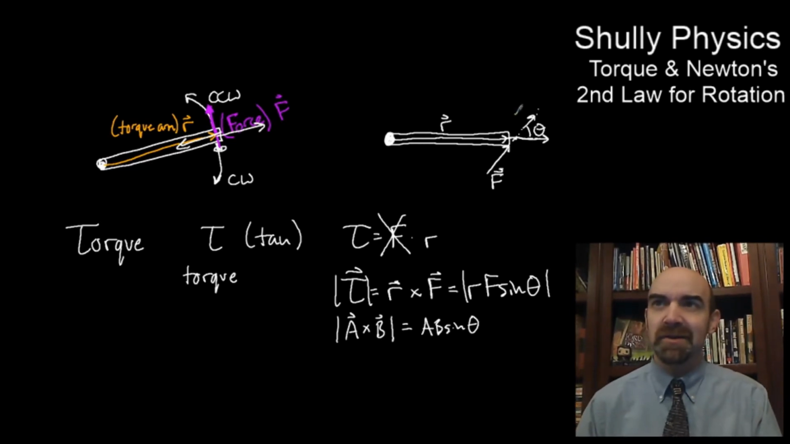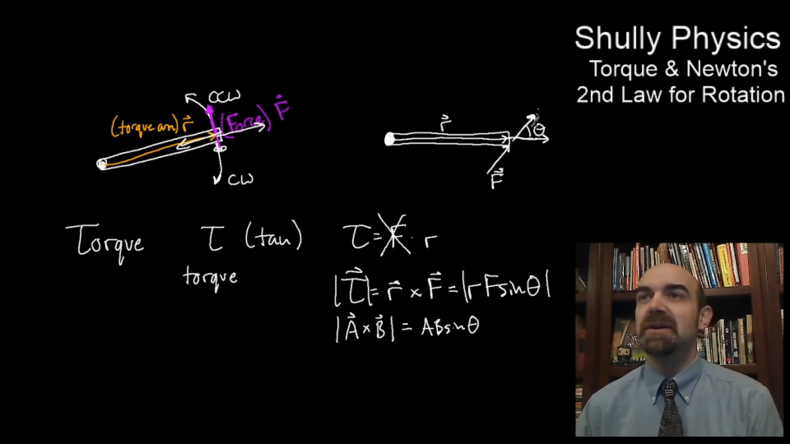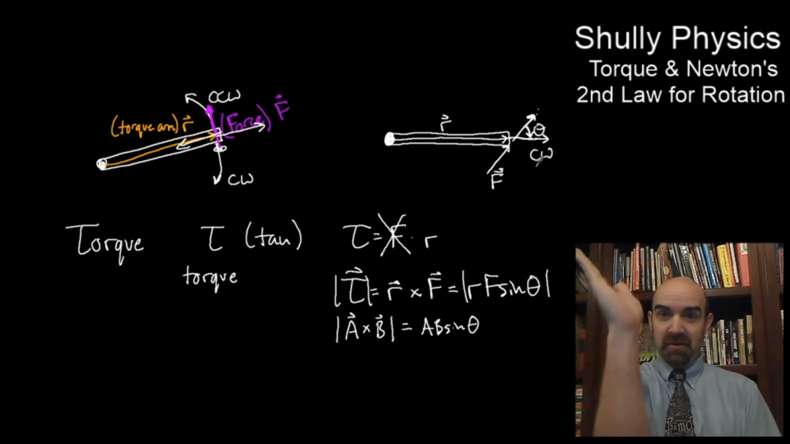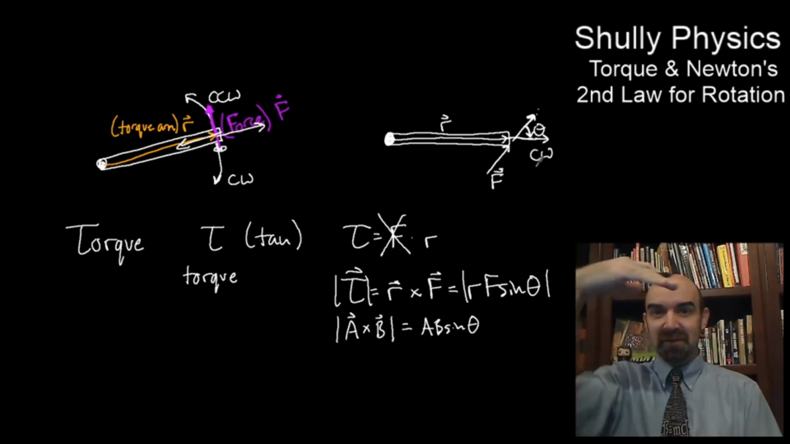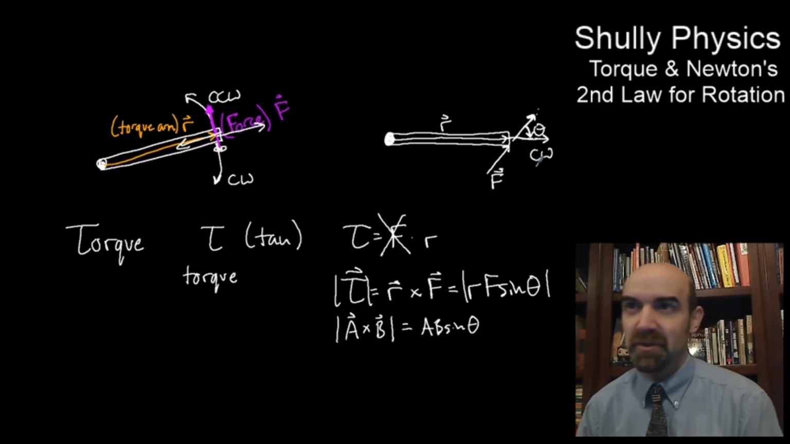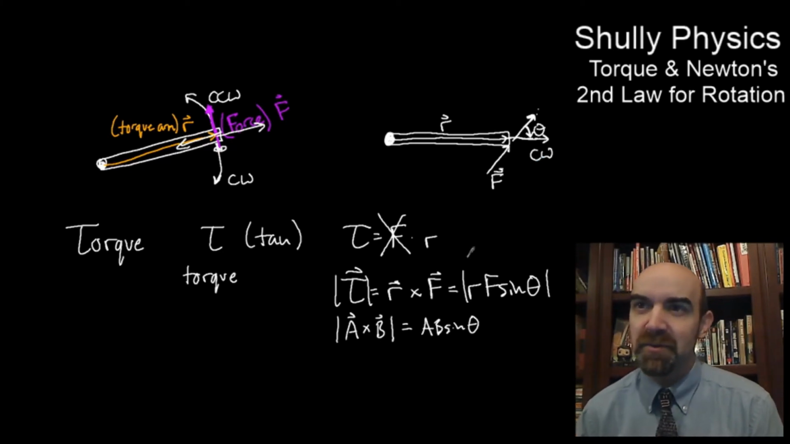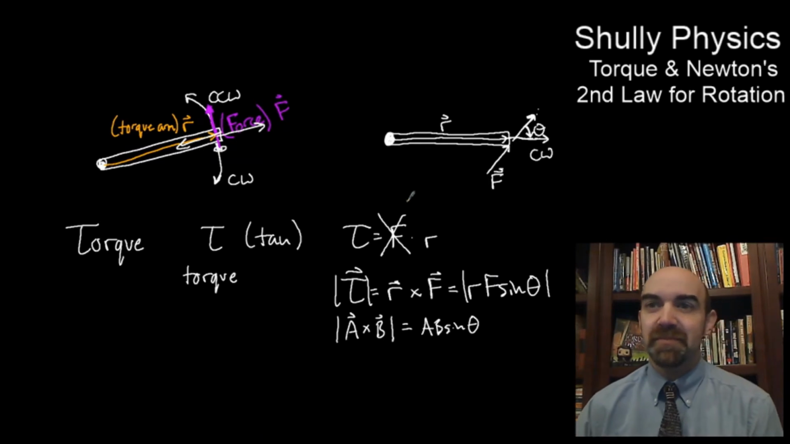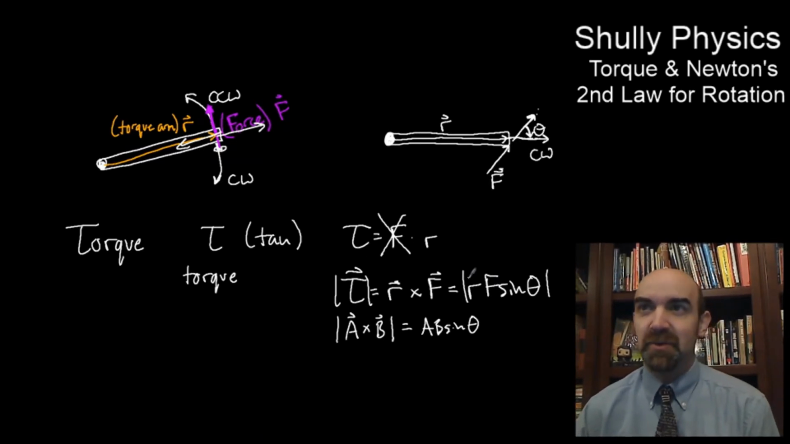But if we did an F cross R, then we'd be starting with this direction and crossing it towards R this way, and that would give a clockwise rotation. Now if you push upwards on this door here, we should get a counterclockwise direction to it. By pushing up on the door, we shouldn't get the door to swing down. You see how that doesn't really work there. So while the amount of torque would be the same whether you cross R cross F or F cross R, the direction would be opposite. So be sure you get R cross F when you're thinking about torque.